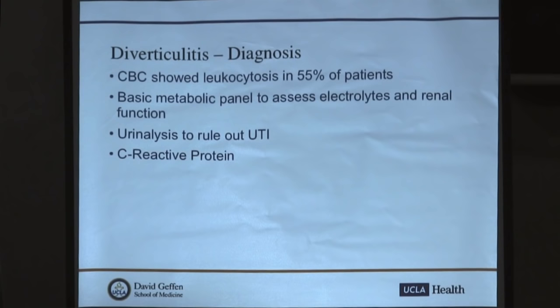We'll get a basic metabolic panel generally to assess the electrolytes and the kidney function. Oftentimes your doctor will do a urinalysis to make sure you're not having a urinary tract infection. And then a C-reactive protein, which helps us determine if there's inflammation in your body. And then the diagnosis is actually made by imaging of the abdomen. There are various imaging modalities that we often use.